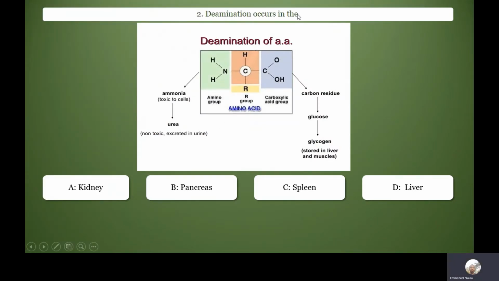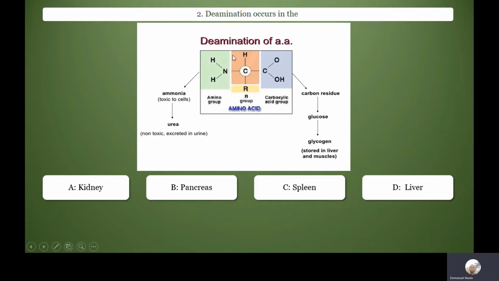Deamination occurs in, the correct option is the liver. It is the breakdown of excess amino acids into urea and glucose. Our body cannot store excess amino acids, so it will take the ones it will need and then it will remove the excess. The excess is broken down to urea and glucose.